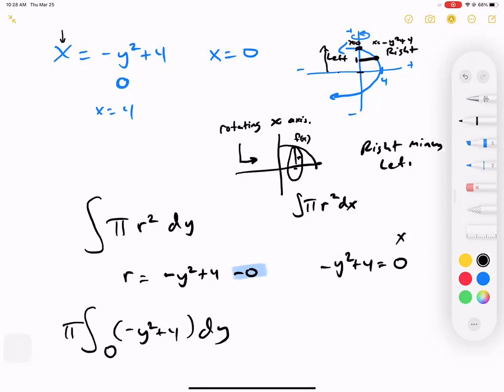That's at negative y squared equals negative 4. y squared is equal to 4. y is equal to plus and minus the square root of 4, which is 2. So for sure, negative 2 is not what we're looking at. We're looking at positive 2 on top, so 0 to 2.